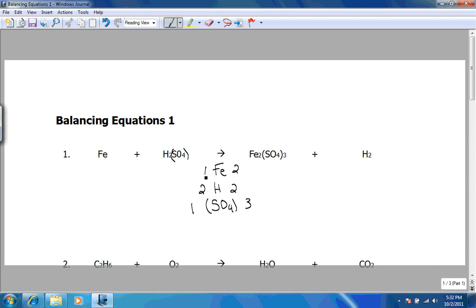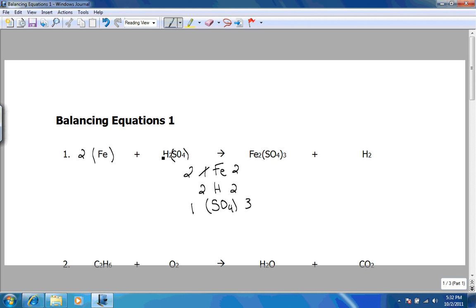Now, I have one iron here and two on this side. That means I need to multiply this side by 2. Notice I said the word multiply. By doing that, it's like I'm putting parentheses around this and I'm multiplying the entire thing by 2. So this 1 changes to a 2. There's no other elements here, so I don't have to worry about changing anything else.